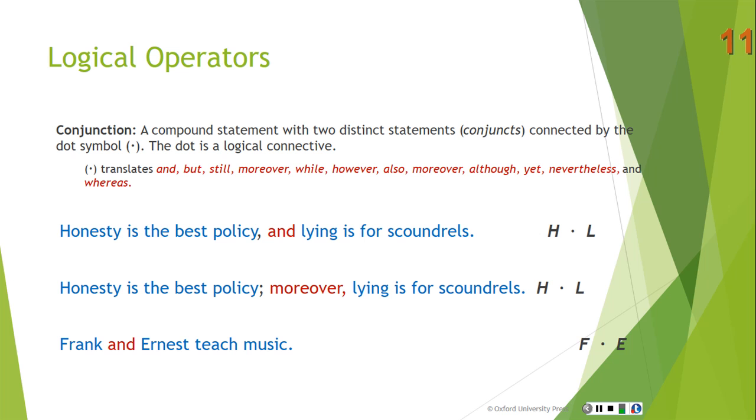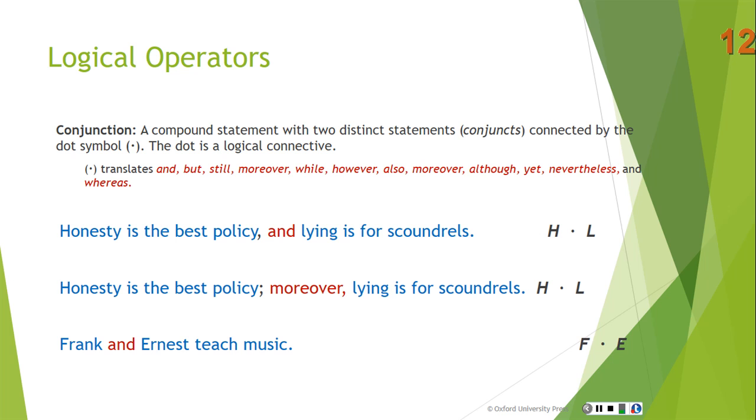The way you translate it is, again, with your simple statements, you just represent those with a capital letter. In English: honesty is the best policy. Lying is for scoundrels. Let's say honesty is the best policy we translate as H. Lying is for scoundrels we translate as L. The word and is a conjunction. We're going to translate it as the dot. So the result is H dot L.